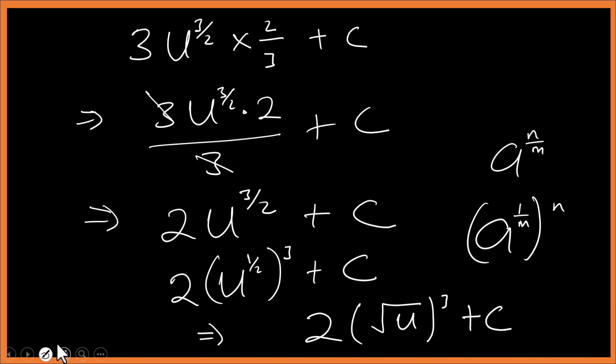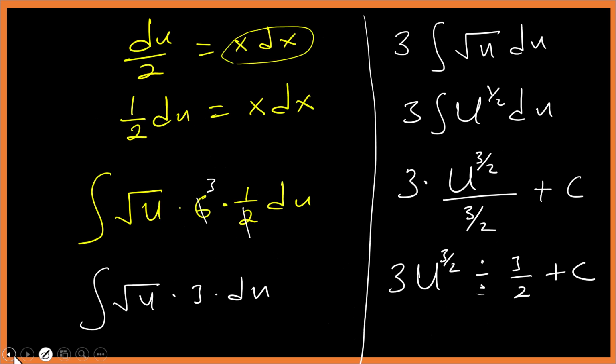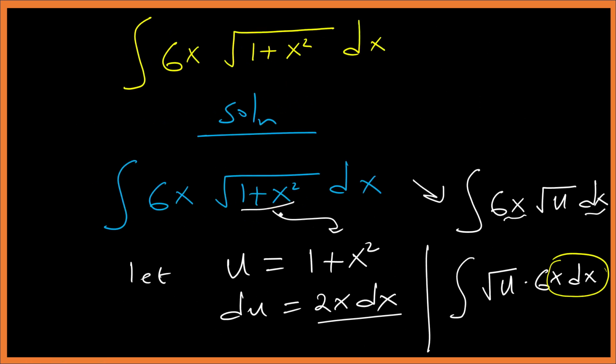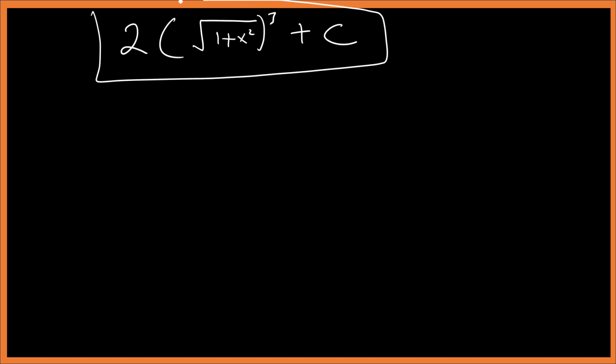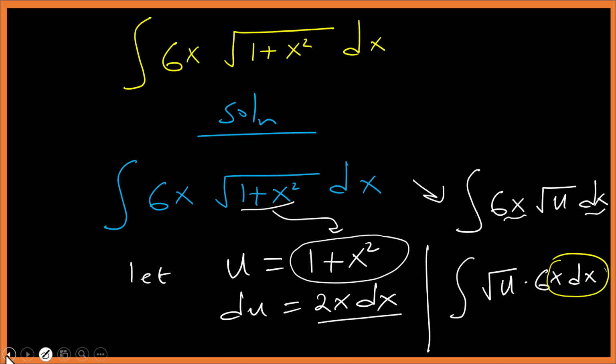But remember, u is what? U is 1 plus x squared. So let's send u back to its position. We have 2 times the square root of 1 plus x squared, cubed, plus c. So the correct answer for the integration of 6x root 1 plus x squared dx is that.